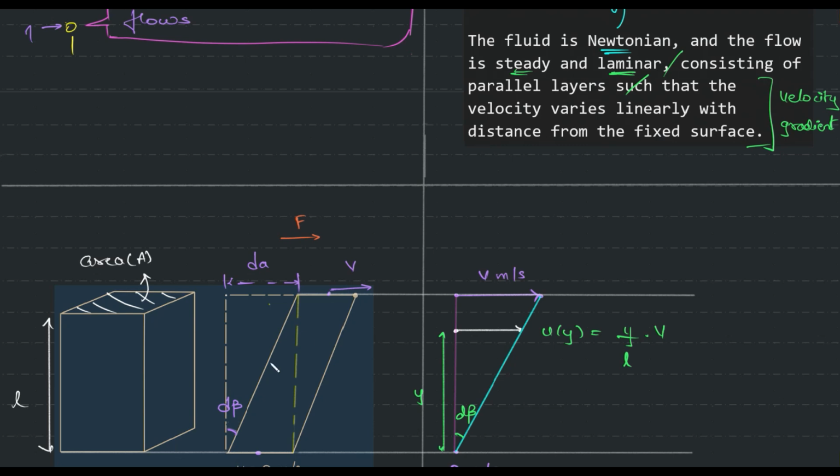So what we're looking at is a Newtonian fluid, and it is flowing steadily and in the form of layers, and the flow is laminar. So no particle is crossing the path of another particle. It consists of parallel layers. So there are layers over here such that the velocity varies linearly. So you can see the velocity is varying linearly. So this line justifies that. So this is actually a dotted line.